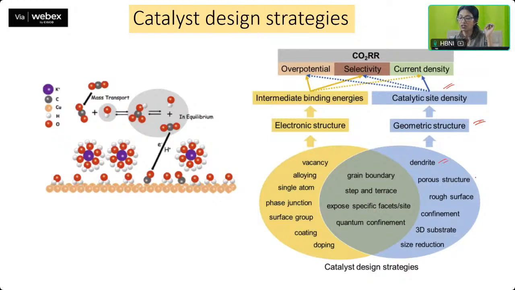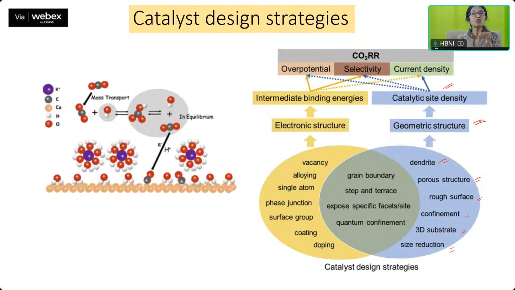So you can have dendrite structure, you can have porous, you can have rough surface, you can have confinement, you can have a 3D substrate, you can have size reduction. So all this will change your geometric structure, which is going to change the catalytic site density. Of course, your intention is to improve the catalytic site density so that the current density is improved. And this catalytic site density will also have an indirect role to play on the selectivity as well as on the overpotential.